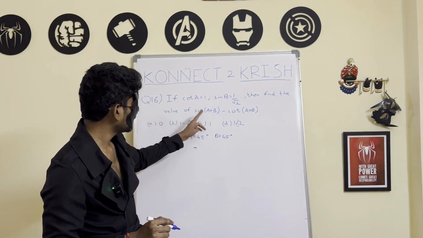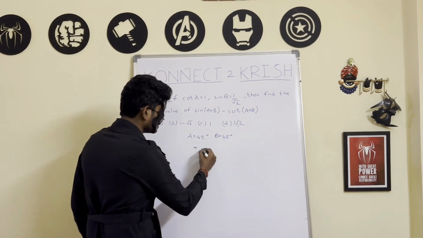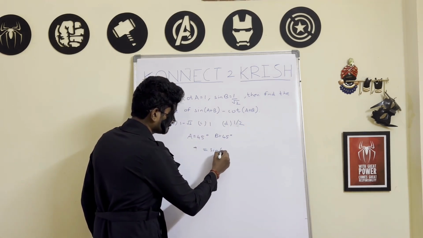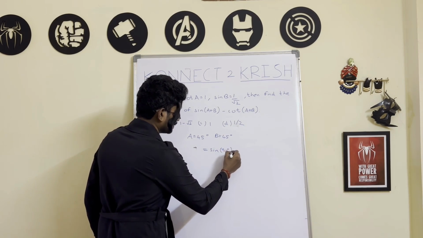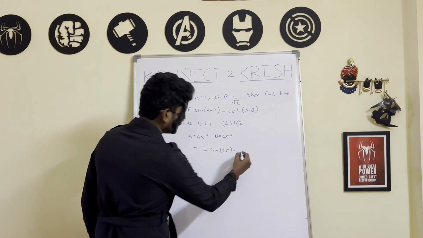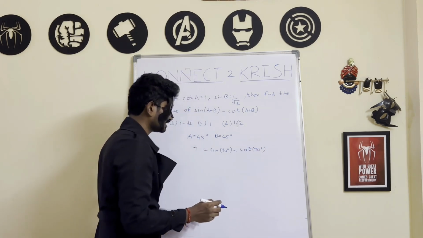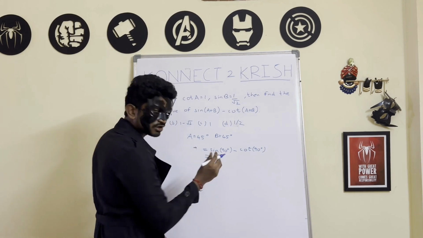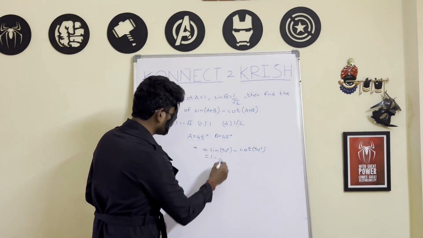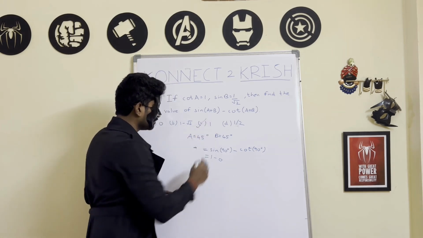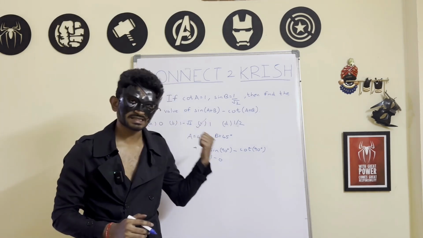Now find the value of sin (A plus B). A plus B is equal to 90. So this value will be sin 90 minus cot 90. It's nothing but sin 90 is 1 minus cot 90 is nothing but 0. 1 minus 0 will be 1. Answer is C. But there is another possibility also.